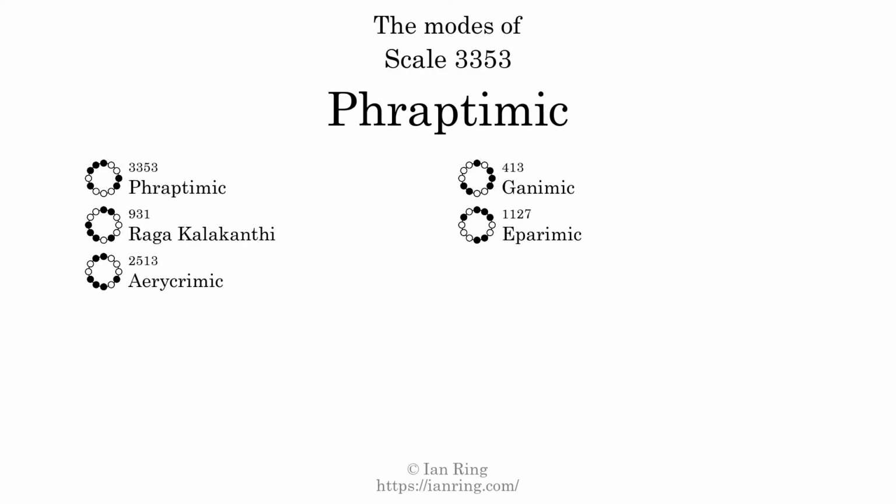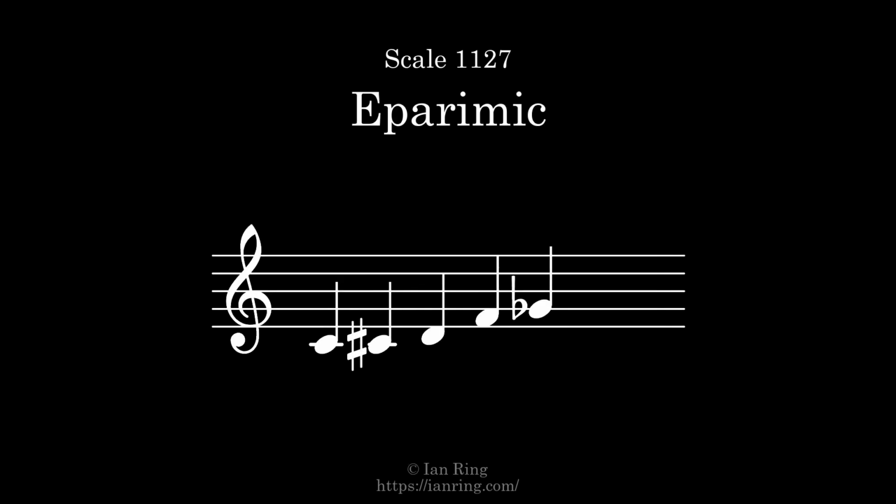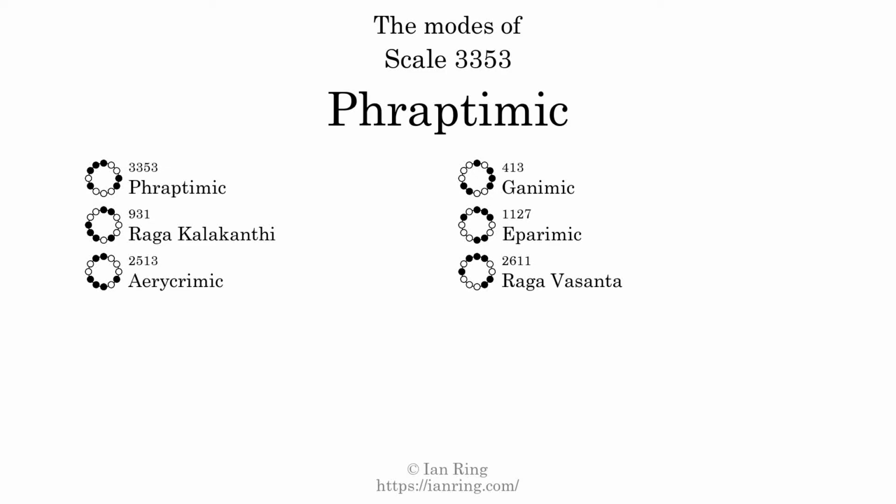The fifth mode is scale 1127, also known as Phraptimic. It sounds like this. The sixth and last mode is scale 2611. Also known as Raga Vasanta. It sounds like this.